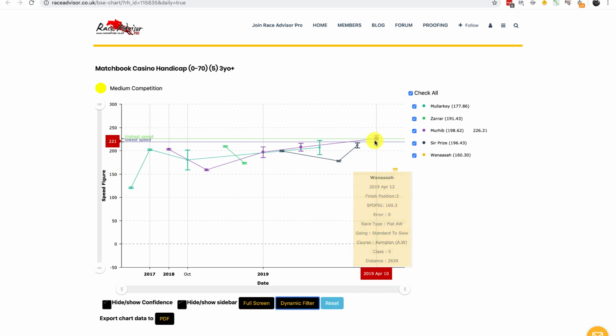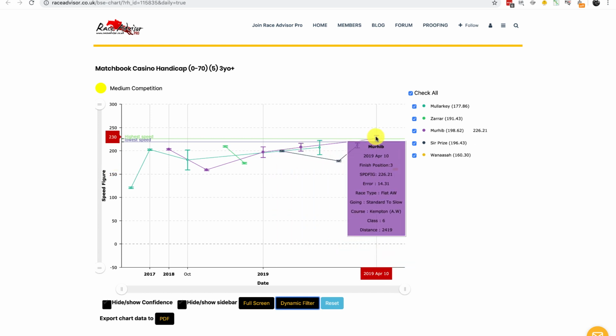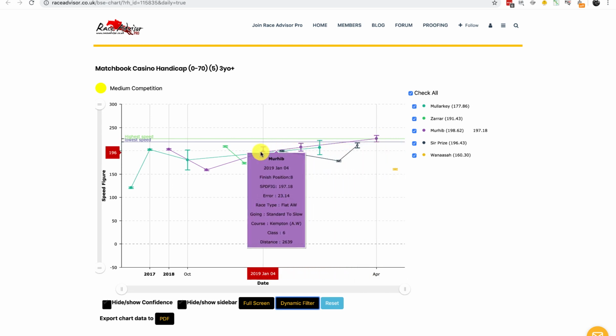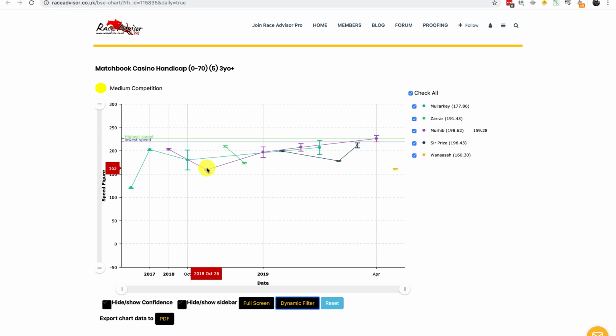So this class was slightly higher. If we follow this horse down, the class 6 again came 4th. But importantly, the speed figure is improving. And that's the most important thing. This horse is getting better and better. Only came 8th then, and then 10th. So Mahib looks good under these conditions.